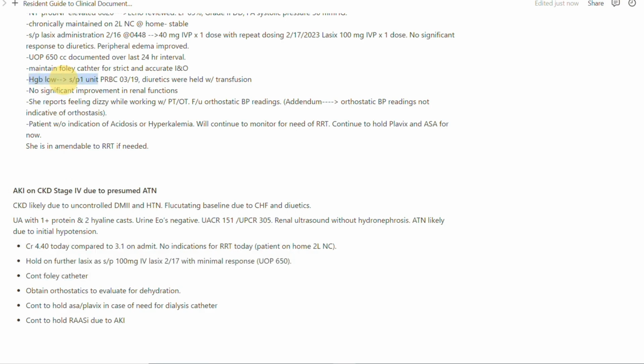Hemoglobin low, status post 1 unit. Not sure why they're including this under AKI. I would move that to maybe an anemia section. I would get rid of that. No sign of improvement in renal functions. We've already talked about that, so that's just kind of a repeat.